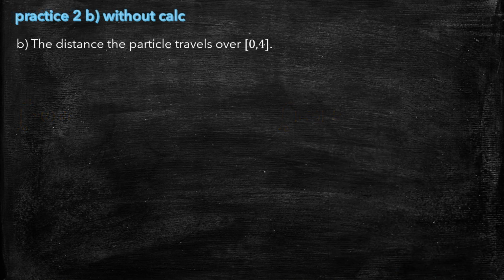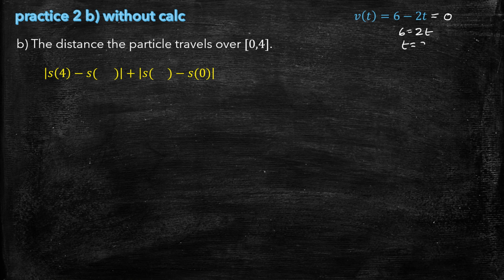So we're going to revisit that practice 2 part B without a calculator because it was a pretty easy velocity function, and it's likely that it could occur in a non-calculator section on the test. So we need the distance the particle travels over 0 to 4. What we really need to find out is where this particle turns around, because then we can calculate separate displacement calculations. So the particle turns around when the velocity is 0, and that gives us 6 equals 2t, which gives us at 3 seconds it turns around.